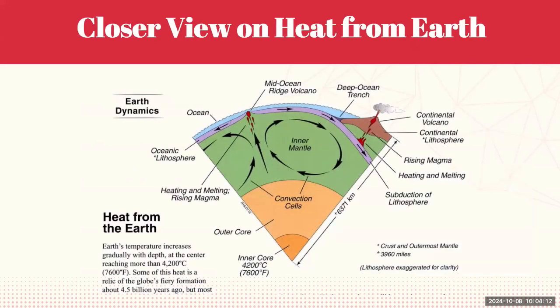So let's take a closer look at how geothermal heat is actually generated within Earth. The Earth's temperature increases with depth, reaching up to 4,200 degrees Celsius, which is around 7,600 degrees Fahrenheit, at the inner core. This immense heat comes from the Earth's formation about 4.5 billion years ago, and from radioactive decay occurring deep within the planet. Heat travels upward through convection currents in the mantle, where the tectonic plates shift, such as mid-ocean ridges or volcanic regions, and this heat can escape to the surface. The natural flow of the heat provides the energy that we can tap into for geothermal power.